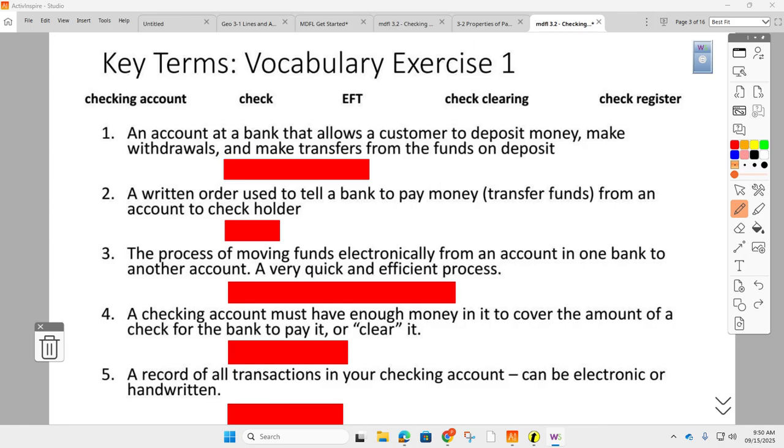Using the translator. Big picture, read the word. Everybody's reading the definition, see if you can match it with the word.